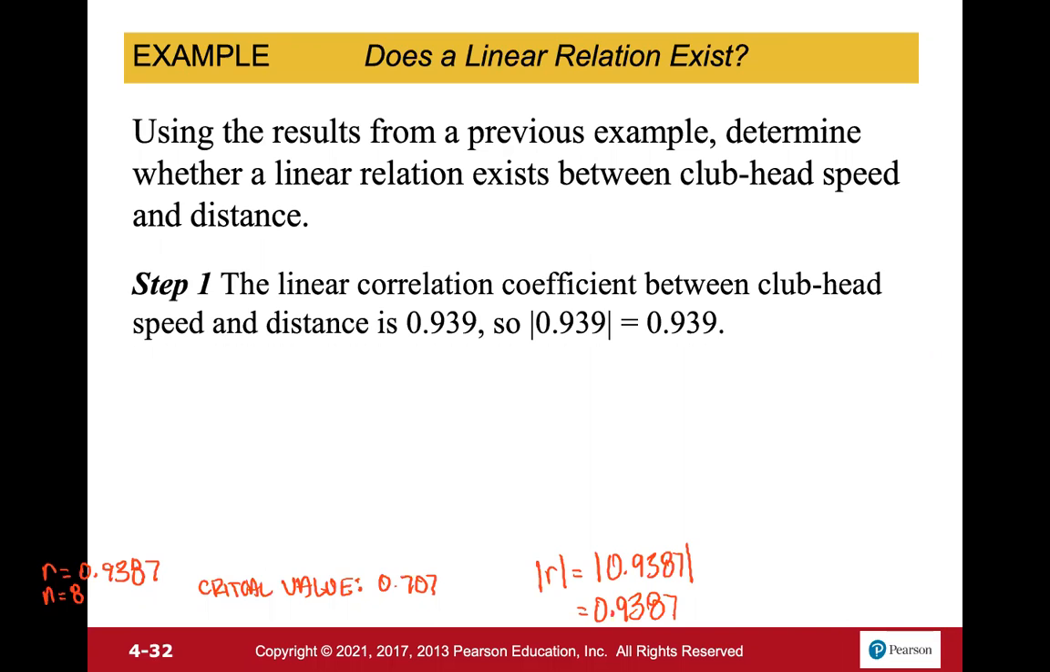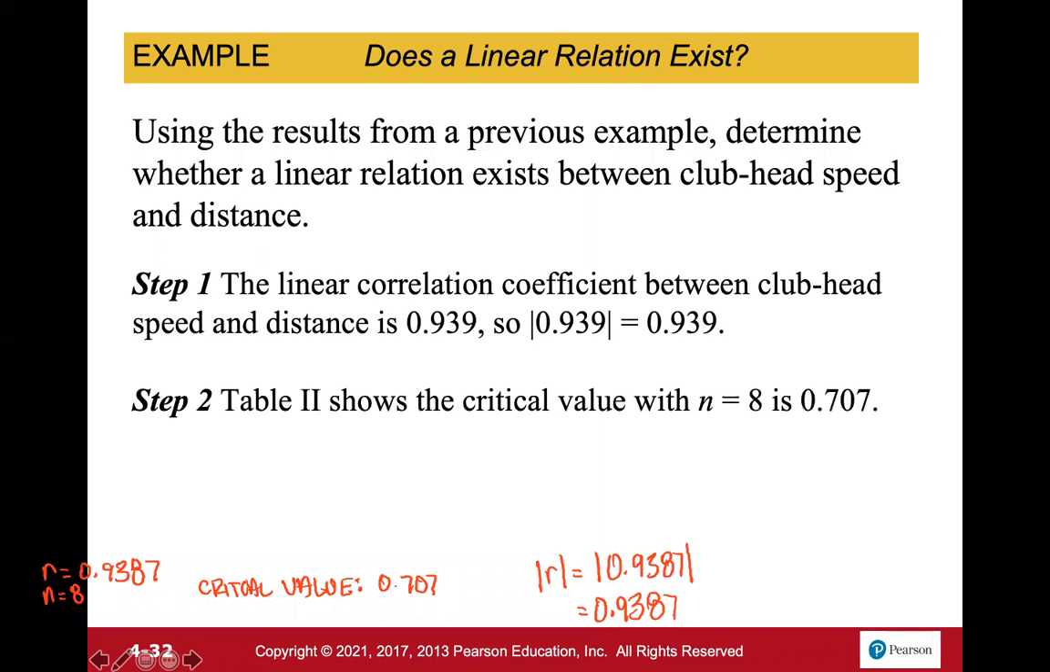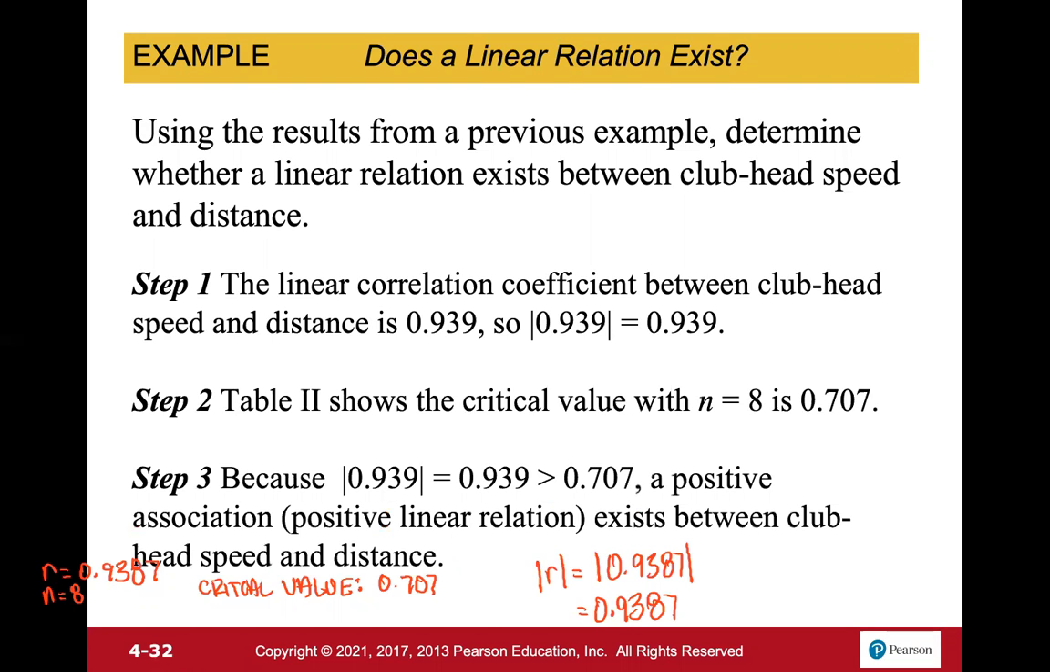Here, for the linear correlation coefficient, they went out 3 decimal places instead of 4, and they got 0.939. We got something just a tiny bit different. Step 2, Table 2 shows the critical value with N equaling 8 is 0.707, which is the value that we got here. Beautiful. Next, we're looking at whether the absolute value of 0.939 is greater than 0.707. Since it is greater, a bigger number than 0.707, a positive association exists between club head speed and distance. So there's a strong positive linear relation between the two.